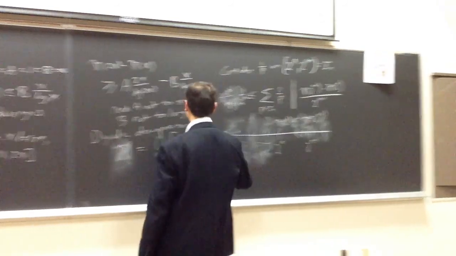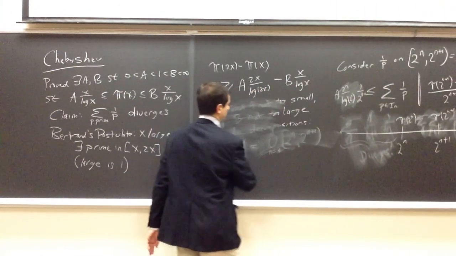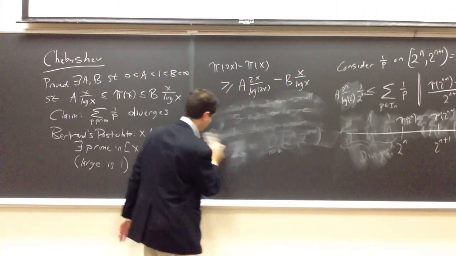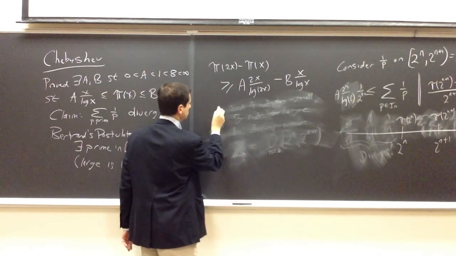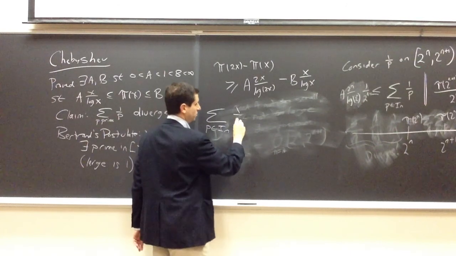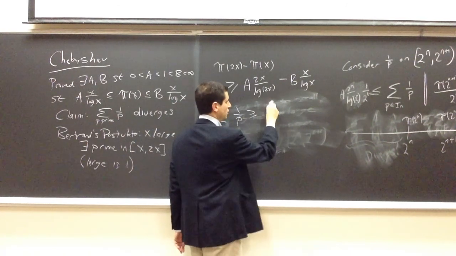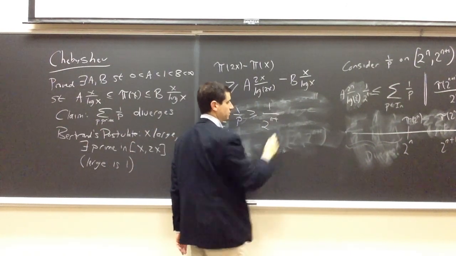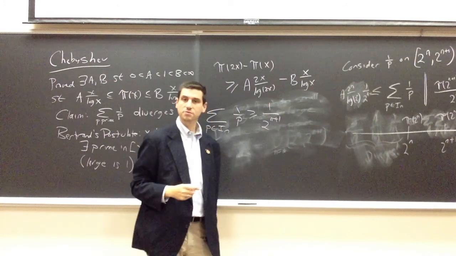So what I need to do is look at this more carefully. I want to sum, over primes in the interval, 1 over p. This will be greater than or equal to the smallest possible prime in that interval times the number of primes in the interval.